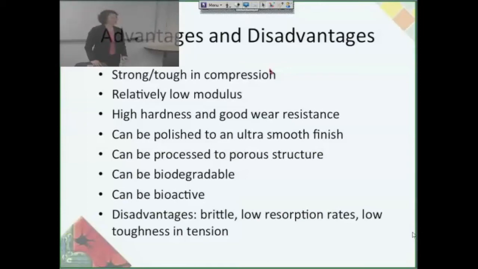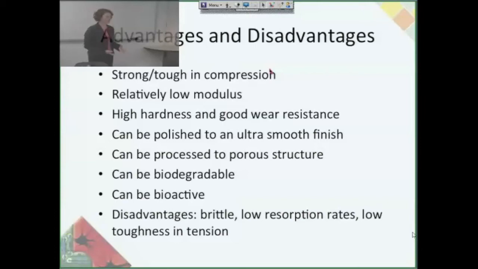They have really good wear resistance, and so that's probably one of the best reasons for using a ceramic in an articulating joint. And they also can be processed to be porous, so then that would allow some osseointegration. They're biomimetic, because we just talked about the ceramics that are found in nature. They can be biodegradable and bioactive. Bioactive, which is overused a lot too, in this sense means that it actually chemically bonds to the bone. And we'll talk about that a little bit later too.